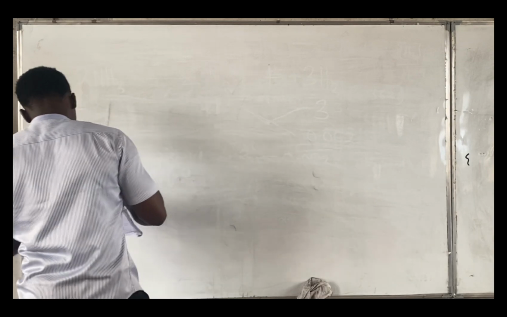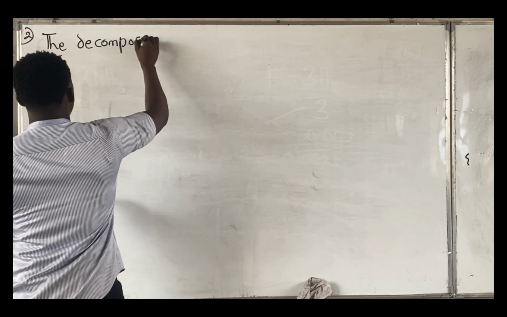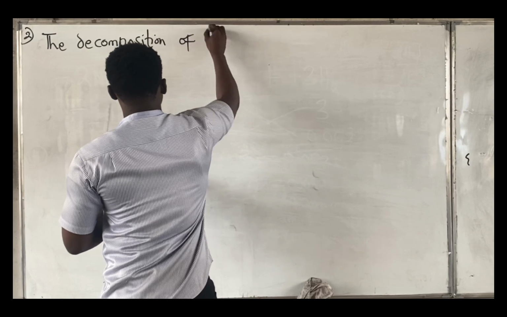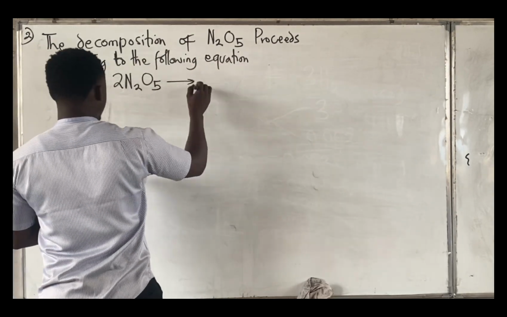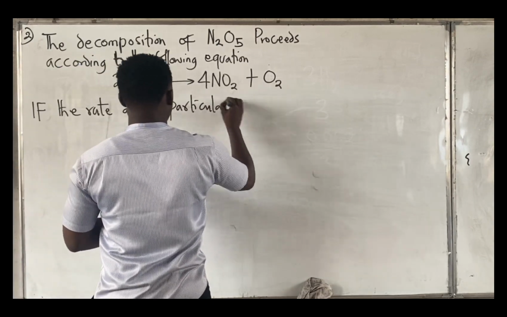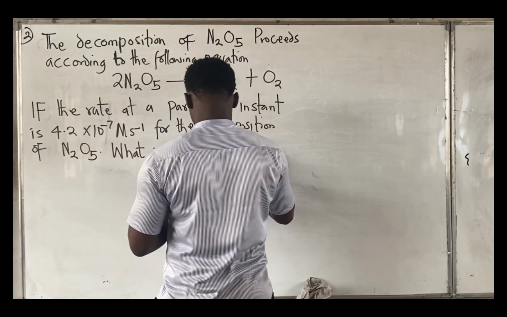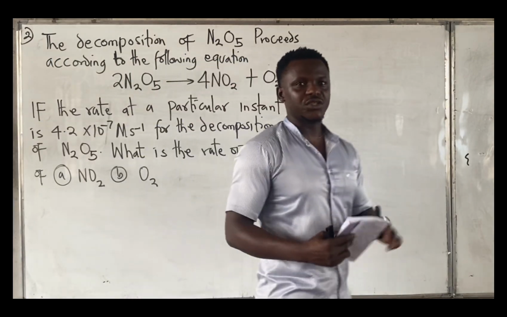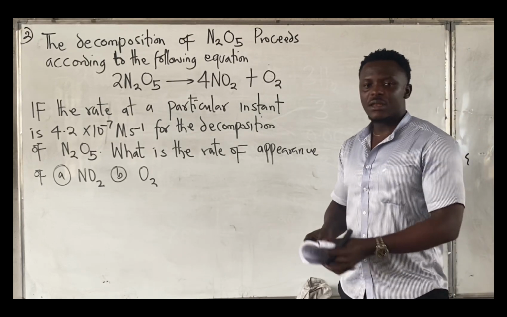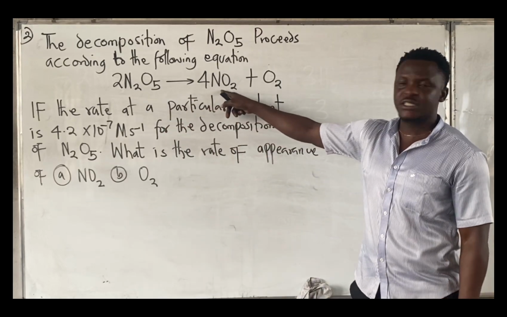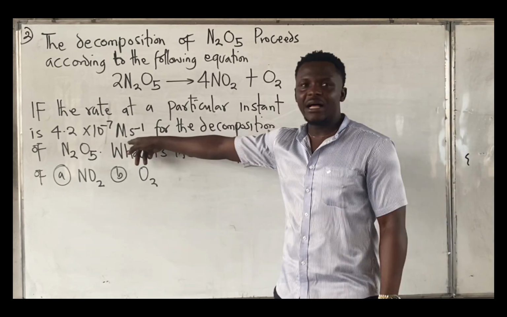Now for the last one, this part. Now the question number 2 says, alright, so we have a question here. They say the decomposition of N2O5 proceeds according to the following reaction. Now, 2 molecules of this give rise to 4 of this plus this. They say if the rate at a particular instant is 4.2 times 10 to the power of this, please this molar is something as a mole per liter.